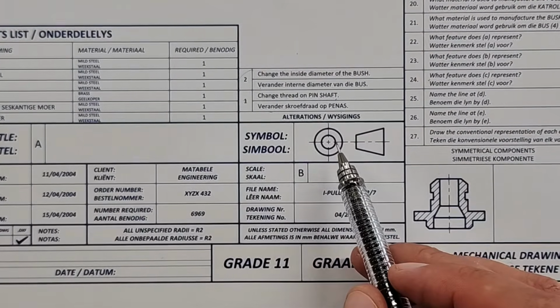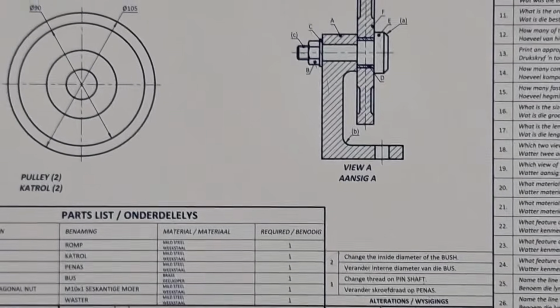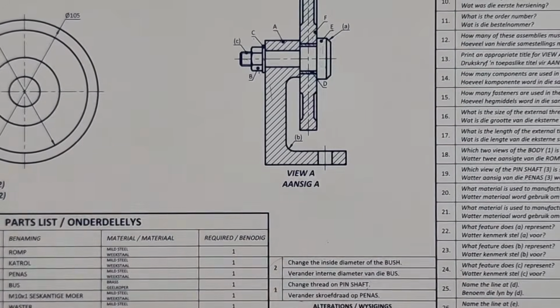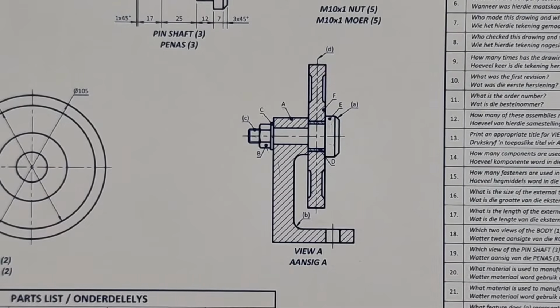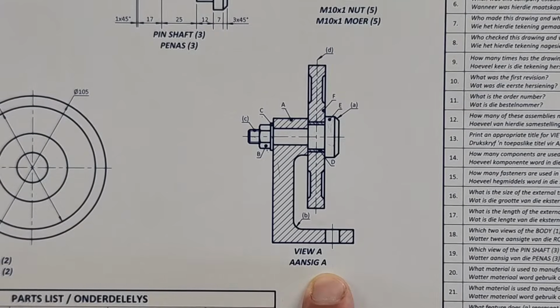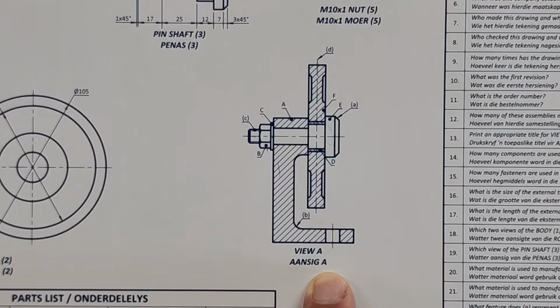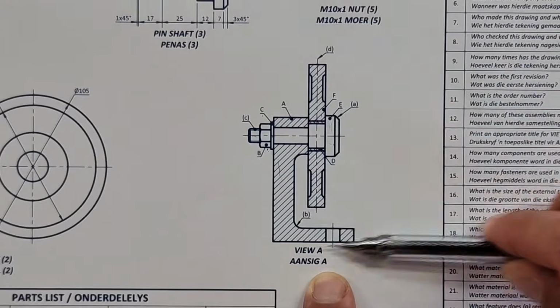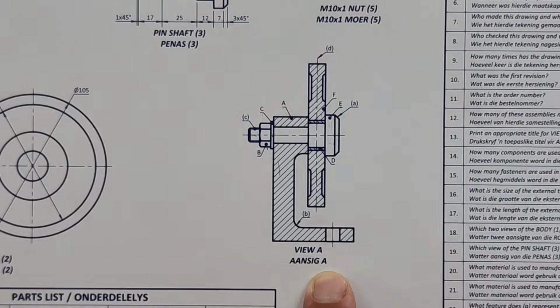We said that print an appropriate title for view A. So let's find view A here. There it is here. People, what does that look like? That is a full sectional front view. Vol snit vooraansig. Vol snit vooraansig. We're cutting through the entire assembly here. Yes.